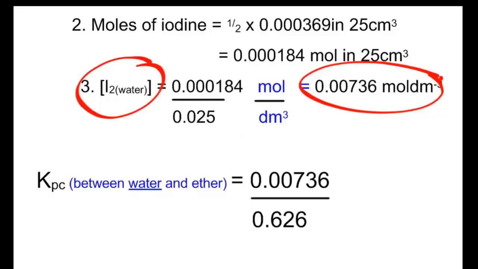Between water and ether, so the concentration of the iodine in the water goes in the top, 0.00736, and the concentration of the iodine in the ether, 0.626. And there's the partition coefficient, or KPC, 0.0118.